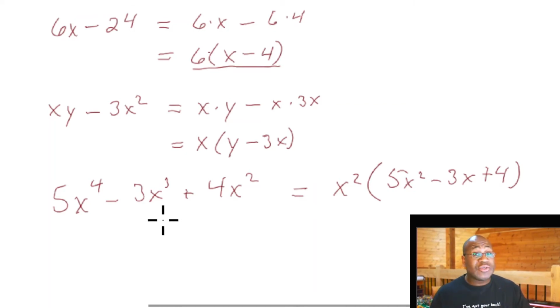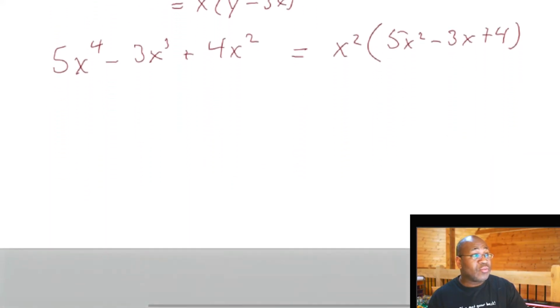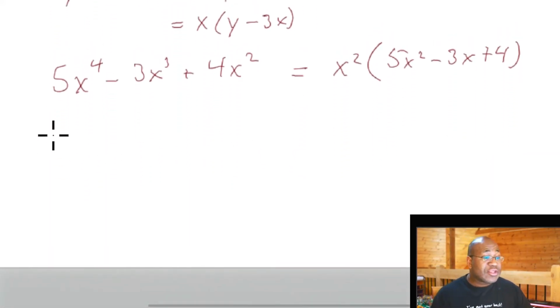Now note also in this example, I had 3 terms in this polynomial. It doesn't matter how many terms you have in the polynomial, as long as you have a common factor in all of the terms, we can use this method to begin factoring. A couple of other things that we are able to do when it comes to factoring is that we can also factor out negative numbers.